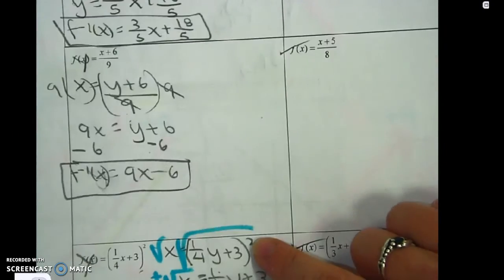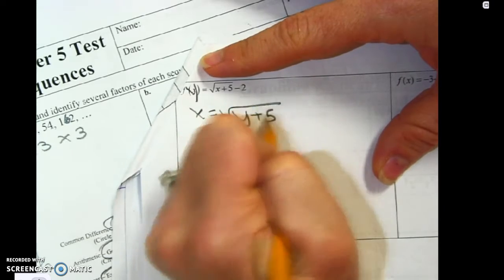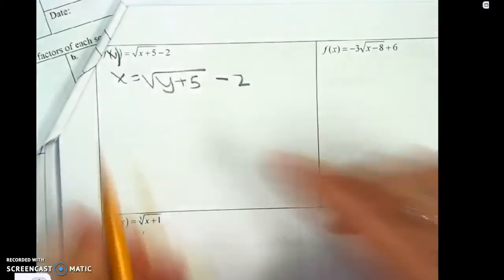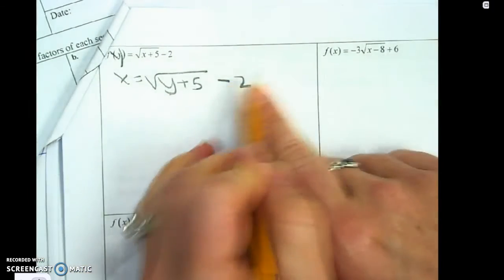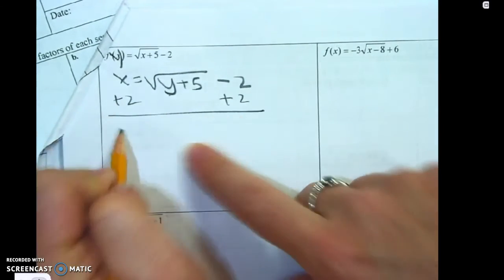This time, instead of having a squared function, I have a square root function. Game's the same. Switch the x and the y. Now, if you'll notice, the y is with the 5, but the 2 is on the outside. So the first thing I'm going to do is add 2 to both sides.